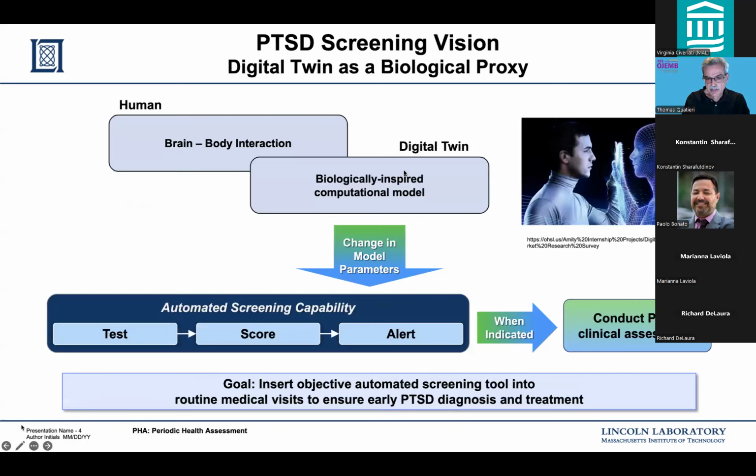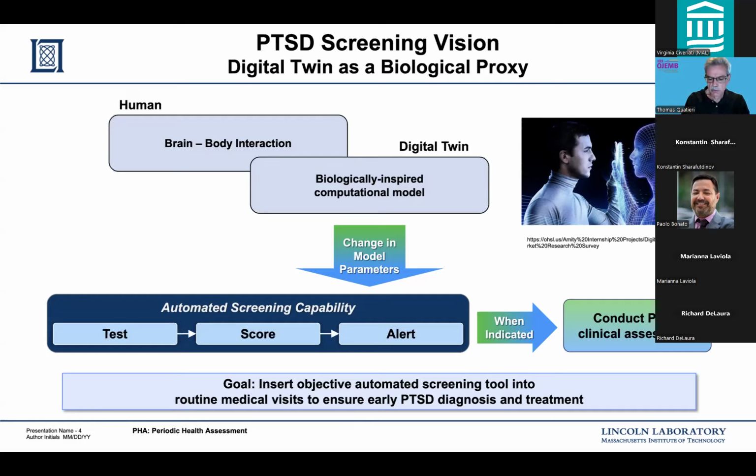Now, given that this session is on digital twins, we can think of these properties of the human as one component of a much more complex computational model. We call this the digital twin. We want a digital twin to be bio-inspired. And we want the digital twin, this computational model, to mimic the human, a very tall order, right? All the brain-body interactions of that human. That's not possible at the moment.